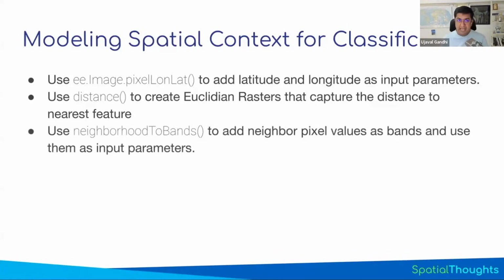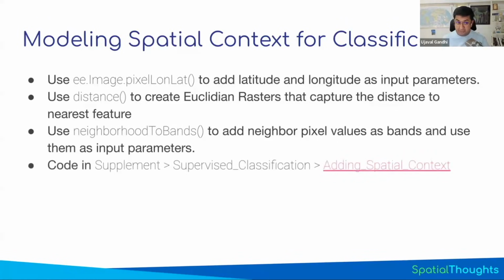Lastly, say I have a pixel and I really want to know what's going on around it. So if you have 2 pixels, same reflectance, but one is surrounded by high NDVI, one is surrounded by low NDVI, and you want to use this information to classify them separately, there's this function called neighborhood to bands. So essentially it'll take the neighboring pixels and turn them into bands. So when you sample them, you'll have information about the neighboring pixels along with the pixel value itself. We have a sample code that'll show you how to do all of this and improve your classification.